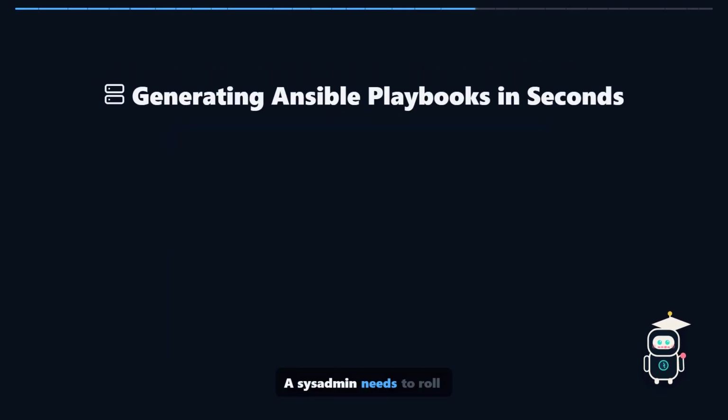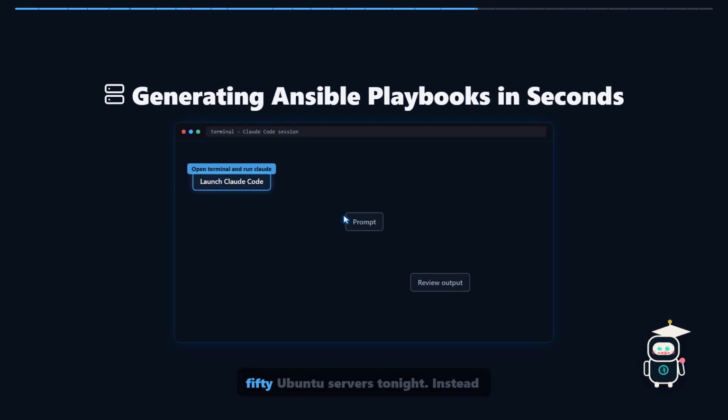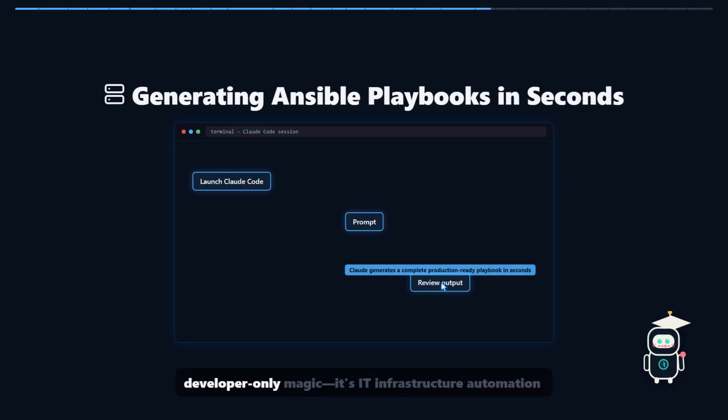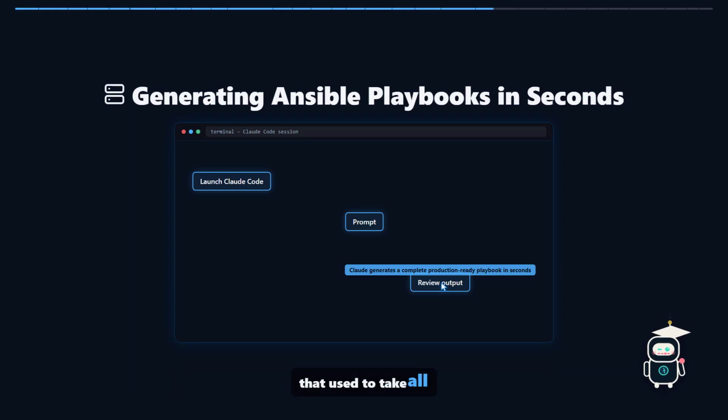A sysadmin needs to roll out a security patch to 50 Ubuntu servers tonight. Instead of spending hours handcrafting an Ansible playbook, she types one natural language prompt into Claude Code. Claude reads her inventory, writes a full playbook with error handling and a reboot handler, then suggests the right command to run it. This isn't developer-only magic. It's IT infrastructure automation that used to take all afternoon, done in 15 seconds.